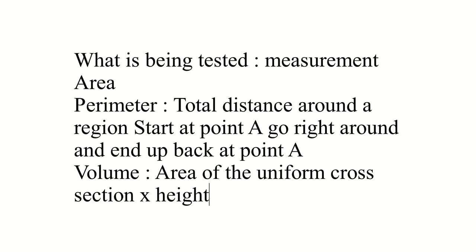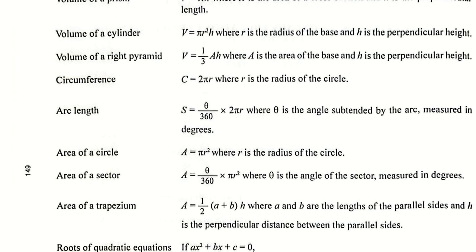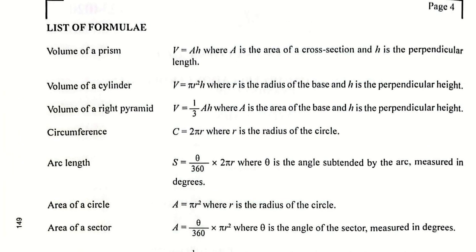Yeah, that's about it. So let's go into the past papers. This came out directly from a past paper. It is given for paper 1, paper 2, as well as paper 3. It is your formula sheet. So, volume of a prism, volume of a cylinder. Right, let's look at volume of a cylinder.